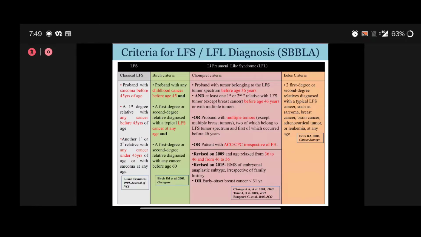Then there's a famous syndrome known as Li-Fraumeni syndrome. You look at the criteria; they keep on changing. So classical Li-Fraumeni syndrome, then Birch criteria, Chompret criteria, Eeles criteria. I mean, ages and who all are affected. It's not possible to remember.